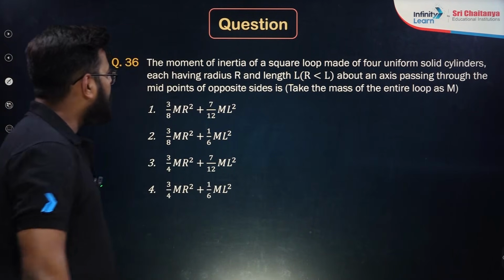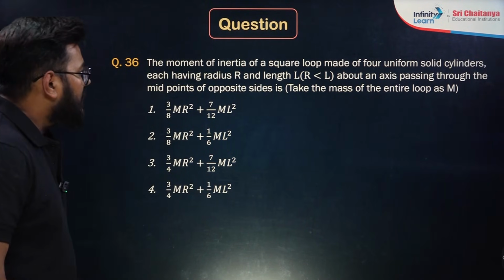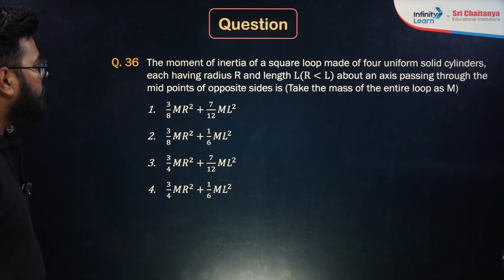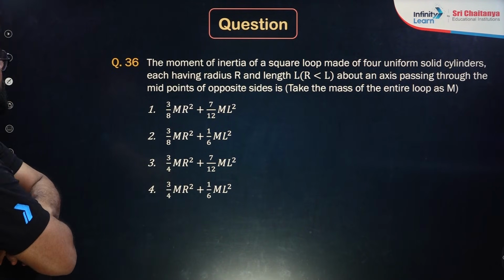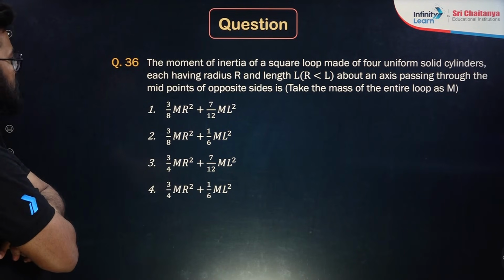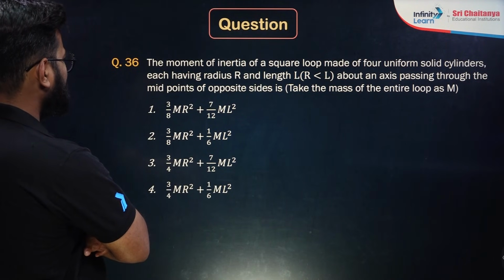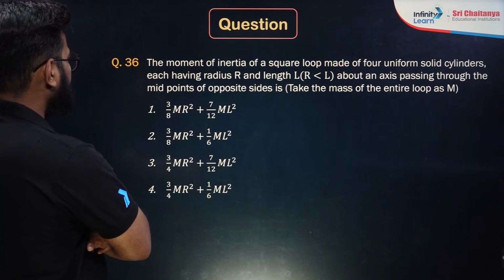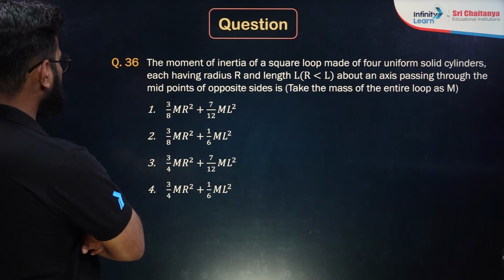Cool. Now, the moment of inertia of a square loop made of 4 uniform solid cylinders, each having radius capital R and length L, about an axis passing through the midpoint of opposite sides. So it's a square loop made of 4 uniform solid cylinders, each having radius R and length L, about an axis passing through the midpoint of the opposite sides.